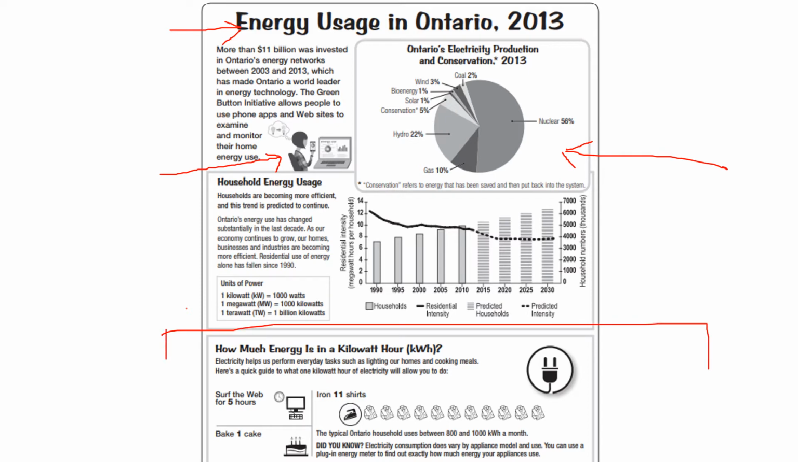We talked about legends or keys. So here's an example here, units of power. It's explaining to you what a kilowatt and a megawatt is. So yeah, it's a good example of a graphic text. This one's a little more complicated than some of the others I've seen, but it's a good example to start thinking about what they look like.